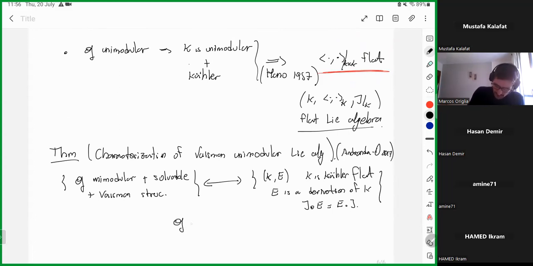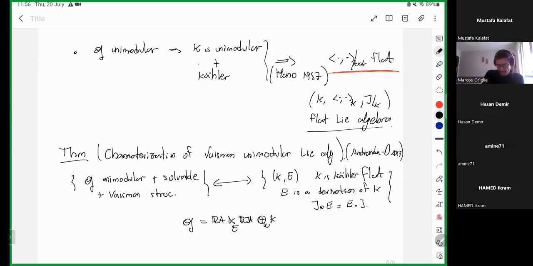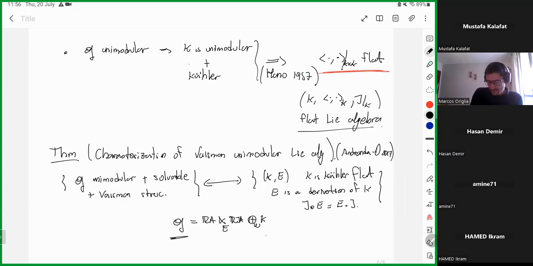The G can be written as follows: you start with the Kähler Lie algebra, and make the central extension by a cocycle, where the cocycle is just the original fundamental two form on G restricted to K. So you do this central extension and you get the first extension, which is Sasakian, and then using the derivation, you extend one extra step, and then you have your G. So any Weismann Lie algebra can be constructed using a Kähler flat Lie algebra and a derivation.